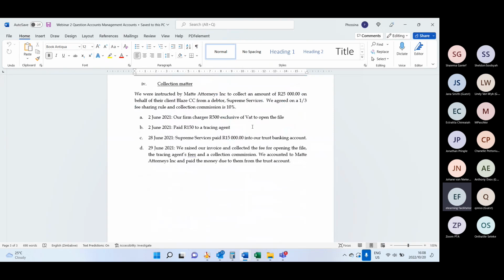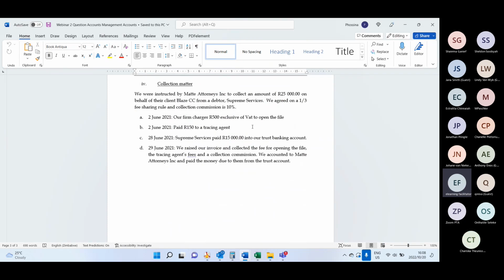So it says we are instructed by Met Attorneys Inc. to collect an amount of 25,000 on behalf of their client, Blaise Sisi. Can you all see it? Hello, can someone just confirm if they can see my screen? Yes, we can see the page. Okay, thank you very much.